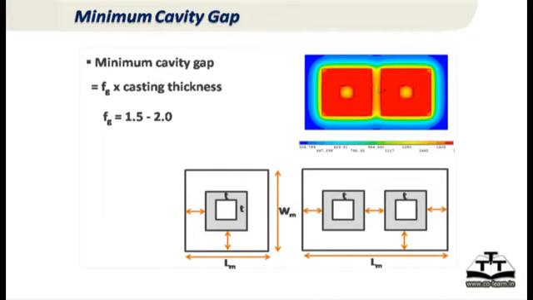The casting may have different wall thicknesses. You have to worry about the wall thickness which is facing each other. This is from our simulation and experiments, we found that. So you can use this as a starting guideline for deciding the gaps.